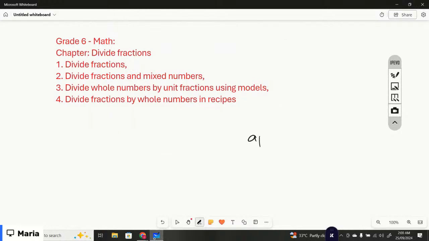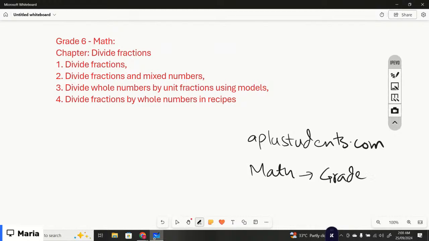You can find all the lessons on aplusstudents.com. You have to log in there using your email address and password as provided by the administrator. Then you have to select math from the subject tab, scroll down to grade 6 math, and then click on view all lessons. There you can find a list of the chapters.